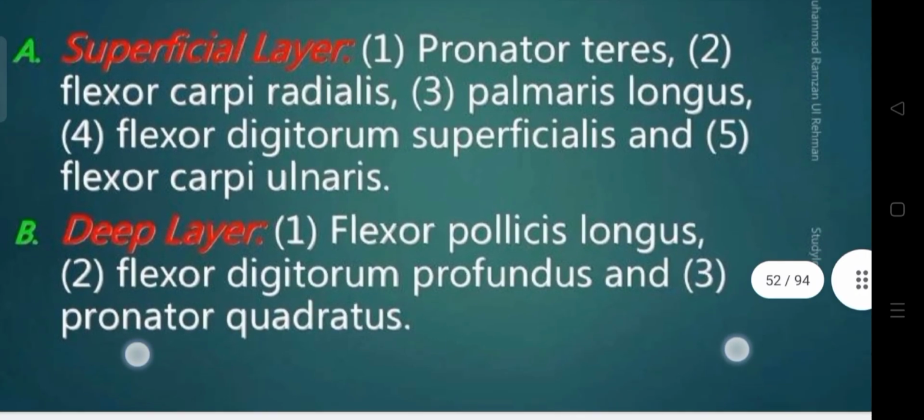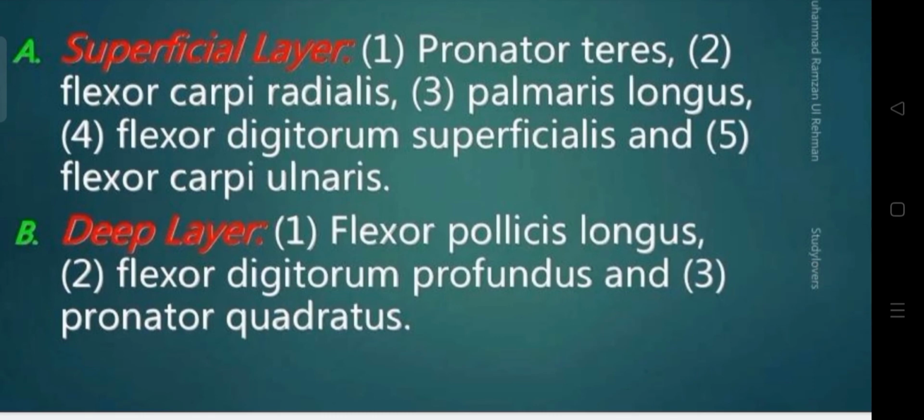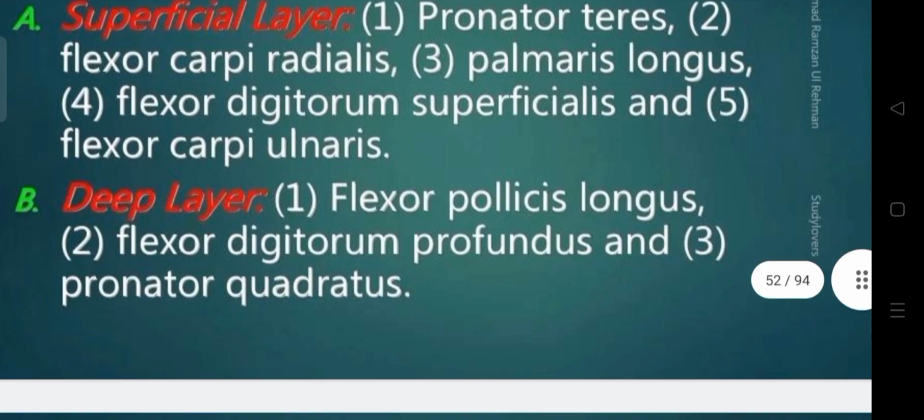In the deep layer, there are only 3 muscles: Flexor pollicis longus, Flexor digitorum profundus. As the name indicates, profundus is for deep, and Pronator quadratus, because it's a square-shaped deep muscle.